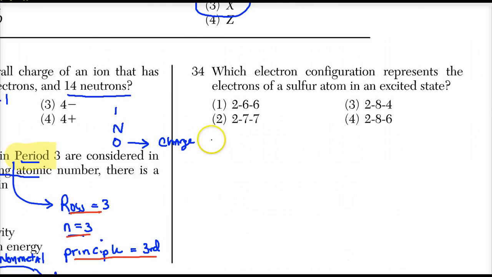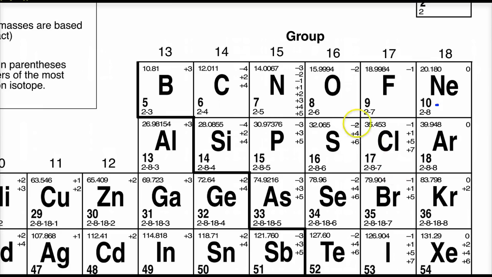Number 34. Which electron configuration represents electrons of a sulfur atom in the excited state? The most important piece of information is the word atom. That tells me it's not an ion, which means protons equal electrons. So the first thing I'm going to do is find my sulfur atom from the periodic table. And there she is, a non-metal above this staircase. Sulfur rounds off to an atomic mass of 32, and it has, of course, an atomic number of 16.